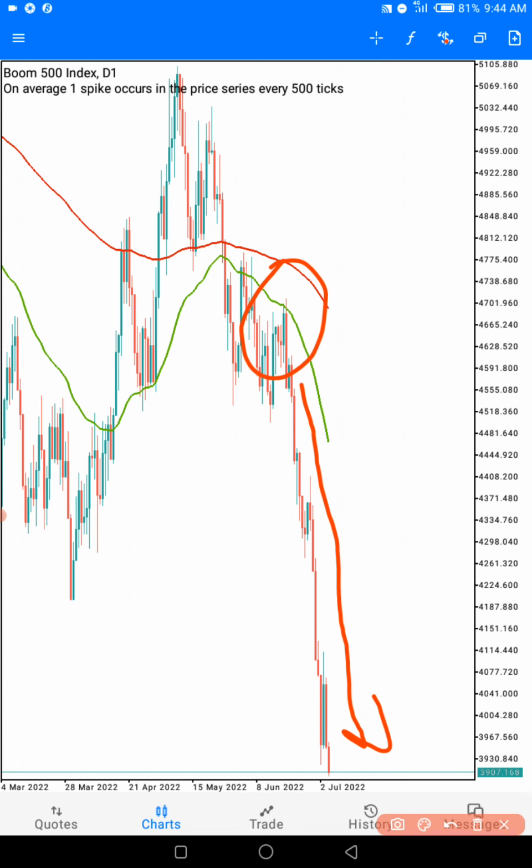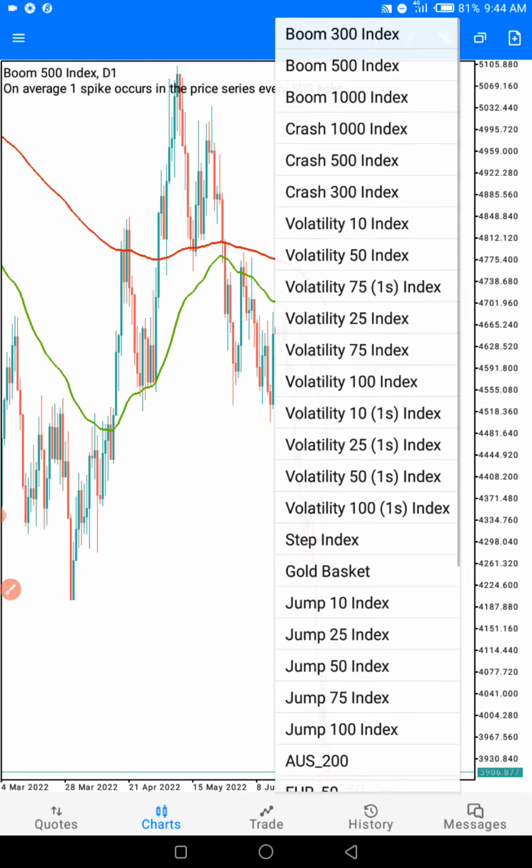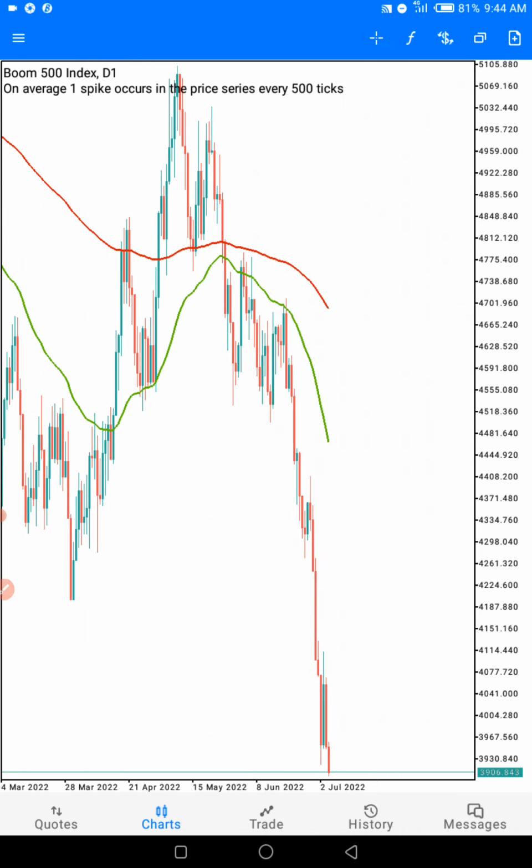A lot of persons has made a lot of profit, but it's already too deep. So I would advise we take precaution, because there might be a reversal. So we have to take precaution at this zone, for those of us on Boom 500. Now we're going to look at Crash 500 and move forward. Now let's look at Crash 500, the daily time frame for Crash 500.